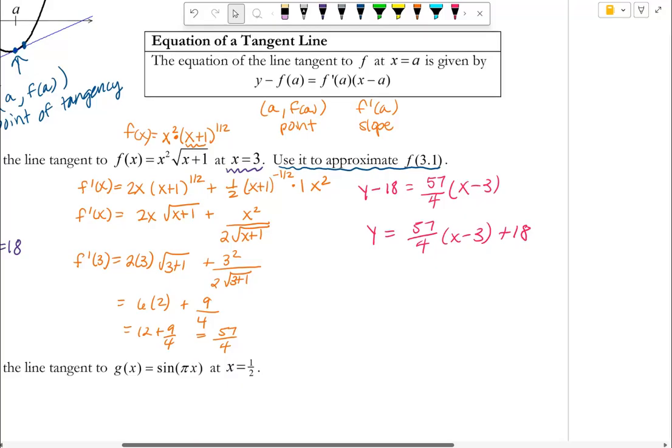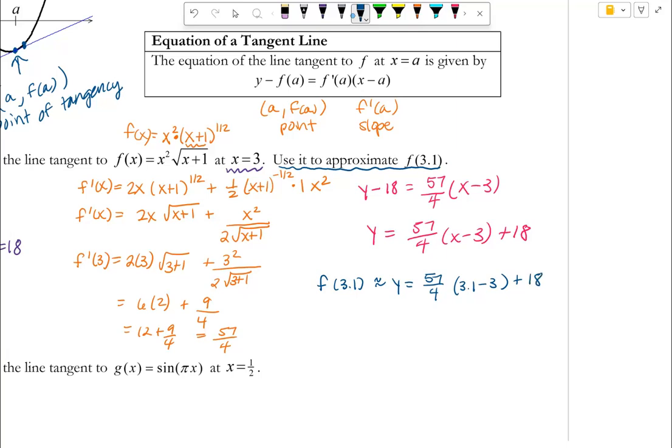All right, so when we do this, we want to show what we are approximating. f of 3.1 is approximately equal to, we could say y equals here, and then I have 57/4. I'm going to substitute 3.1 for x, and then I'm going to add 18 to all that. So 3.1 minus 3, well, I should keep my 57/4. 3.1 minus 3 is just 0.1, which is the same as saying 1/10.